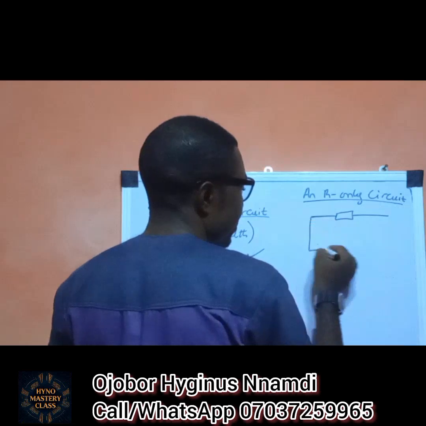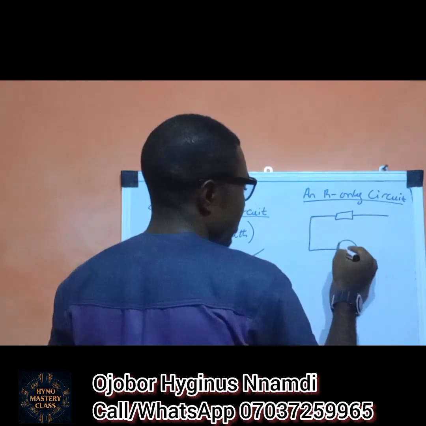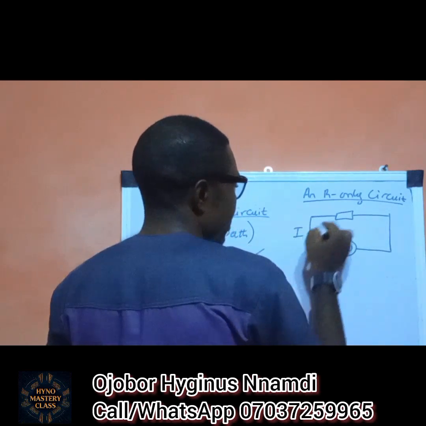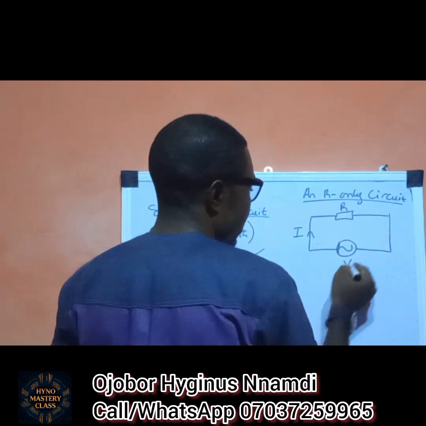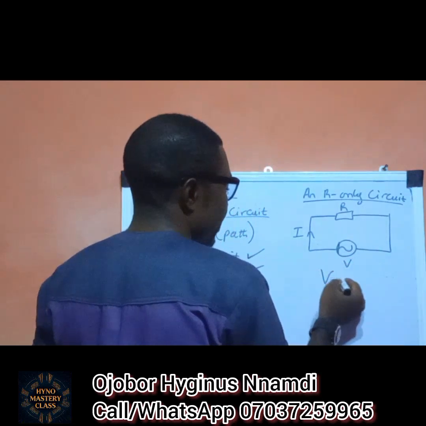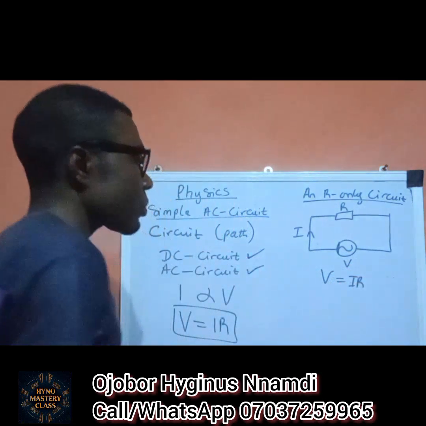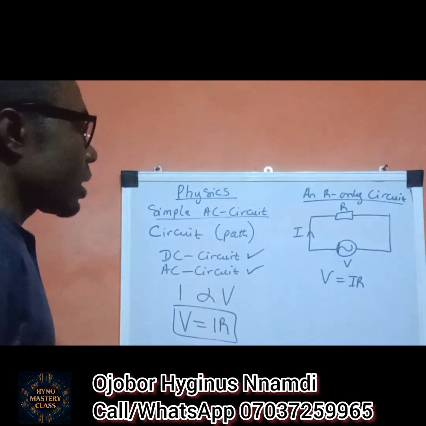You have this. This is the AC source, and this is the current. This is the resistance, and this is the AC source. So Ohm's law applies here. Now V is equal to IR. Okay, that is an R-only circuit.